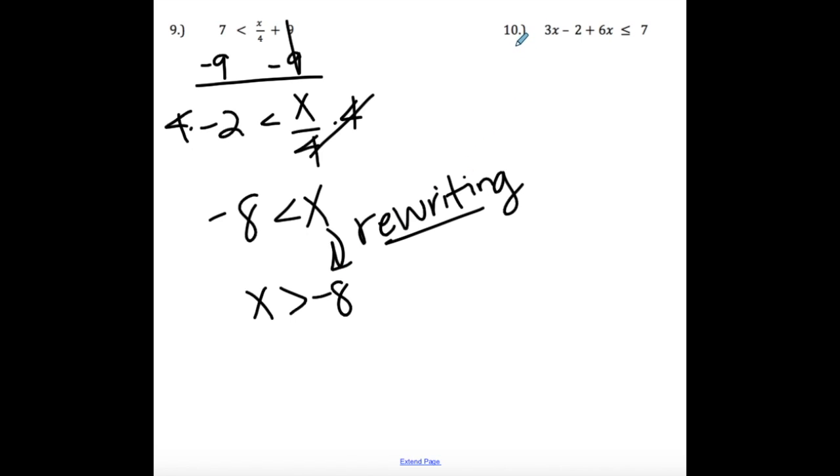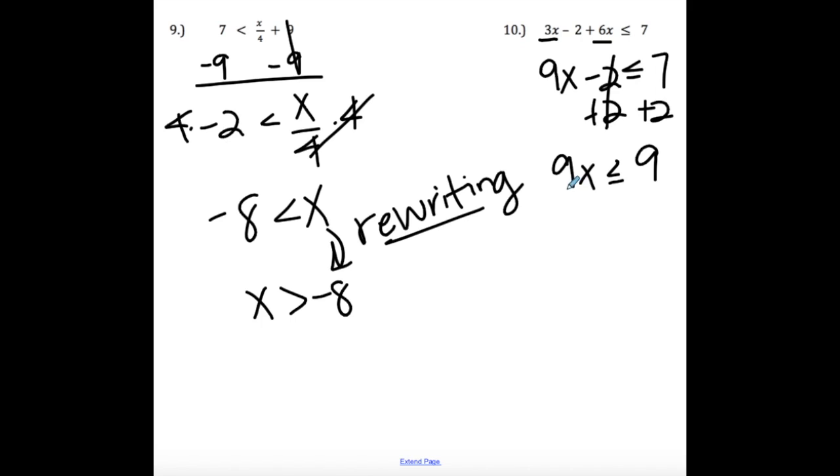On example 10 here, let's go ahead and combine like terms. So 3x and 6x combine and make 9x. So we have 9x minus 2 is less than or equal to 7. I'm going to add 2 to both sides. So I have 9x is less than or equal to 9. Divide both sides by 9, and x is less than or equal to 1. At this time, go ahead and hit pause and try examples 11 through 14.